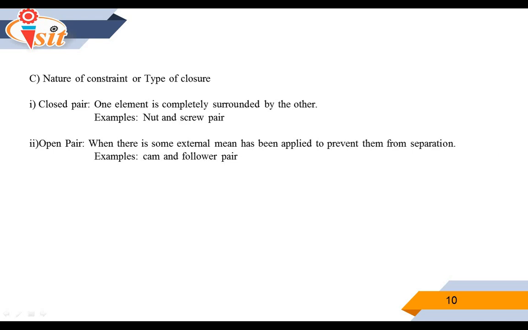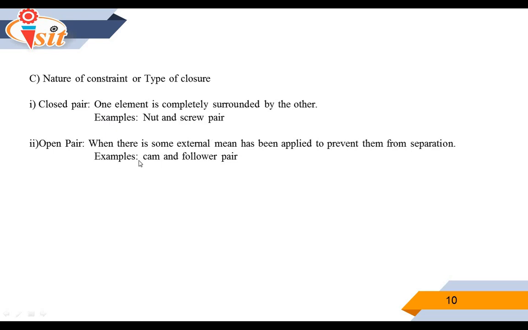Also the last type, that is the nature of constraint or type of closure, that is closed pair and open pair. In closed pair, one element is completely surrounded by the other element, and in open pair, some external means has been applied to prevent them from separation. So in closed pair, one element is completely surrounded by the other, for example nut and screw pair.